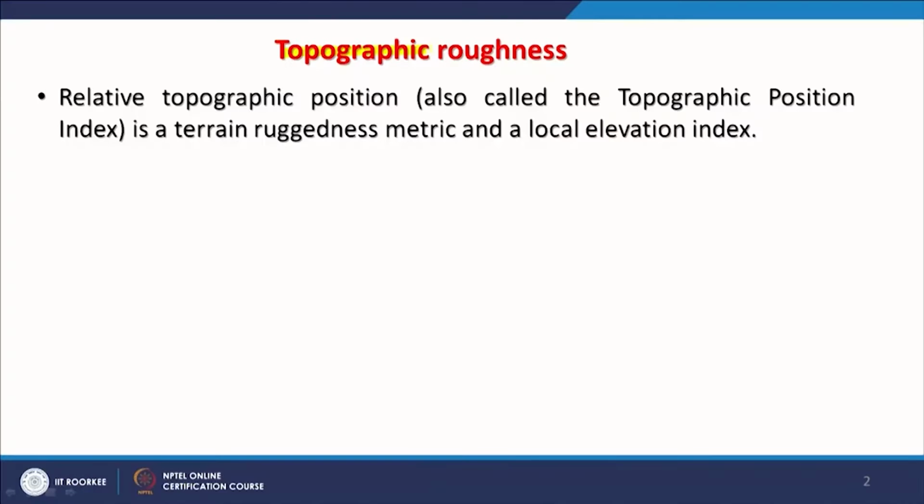So far what we have been discussing is mainly along a line. Now we can discuss in terms of 3D rather than 2D. So this topographic roughness, if we want to define it, is the relative topographic position, or in literature you may also find topographic position index, a terrain roughness metric and local elevation index. That means some ratio is there.